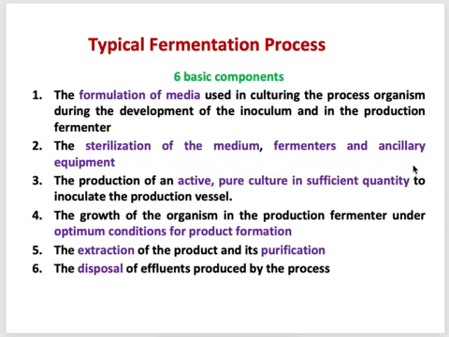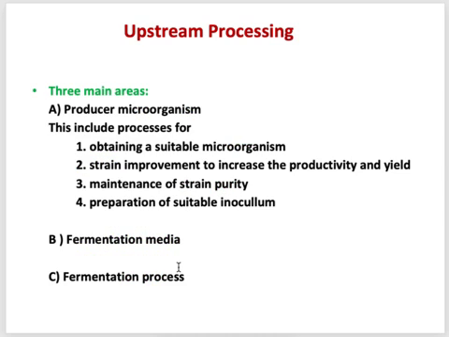Anyway, all these component parts you can categorize into two groups or two steps. One is upstream processing and another is downstream processing. In upstream processing, there are three main areas: the producer microorganism, the fermentation media, and the fermentation process. Among these, the producer microorganism step also includes several other processes.